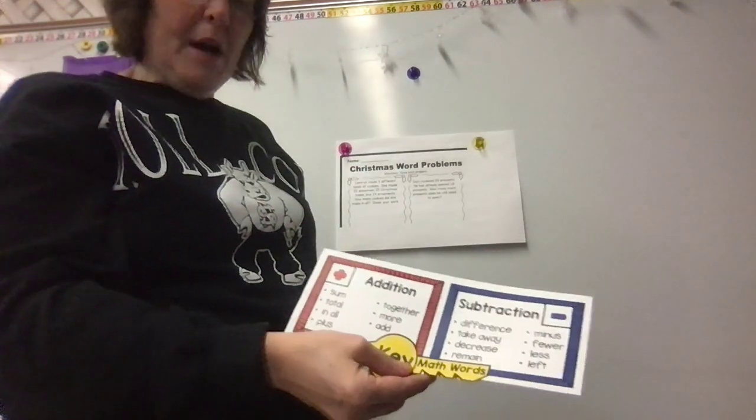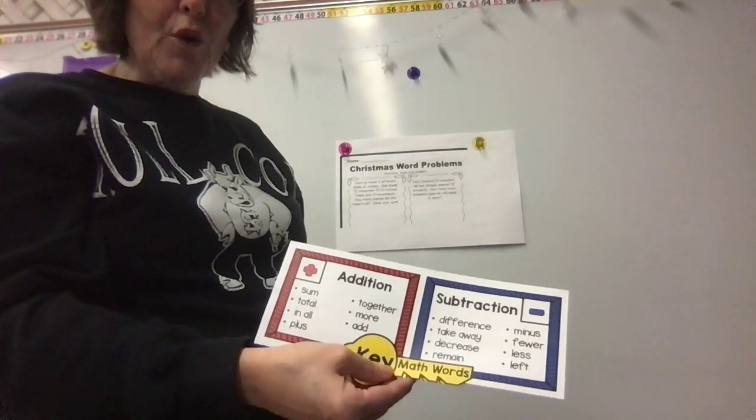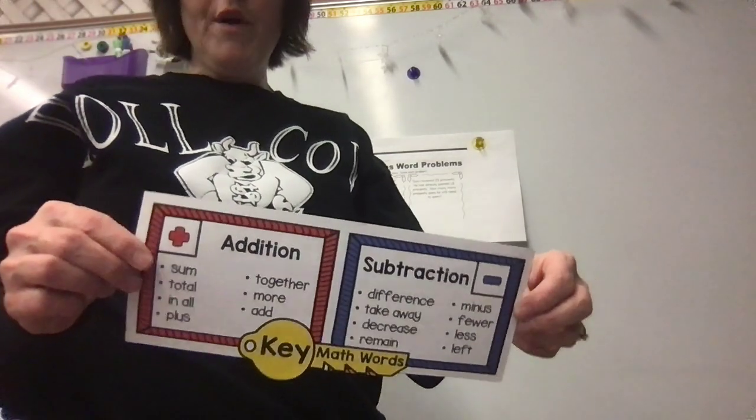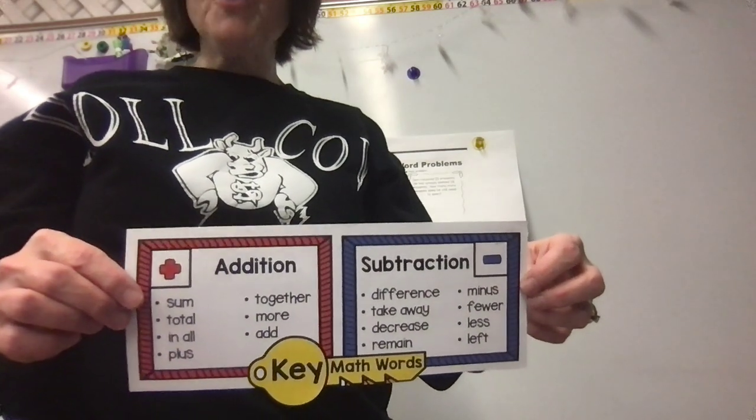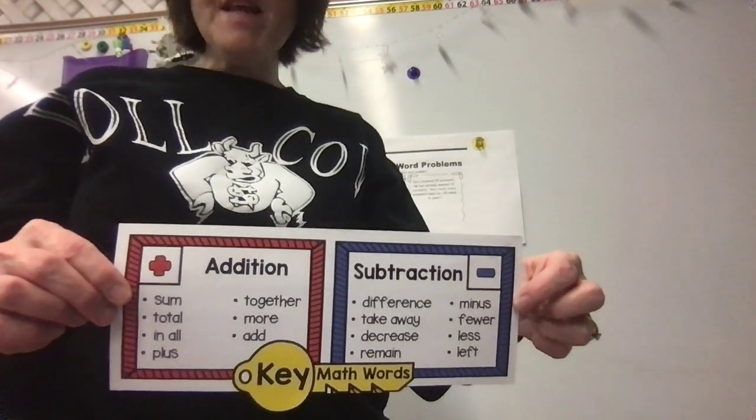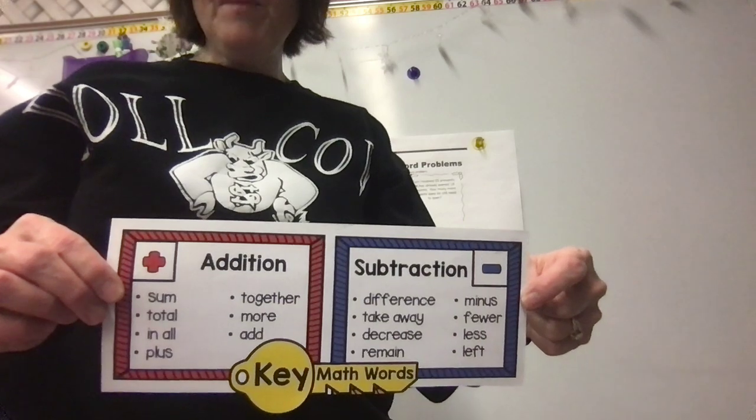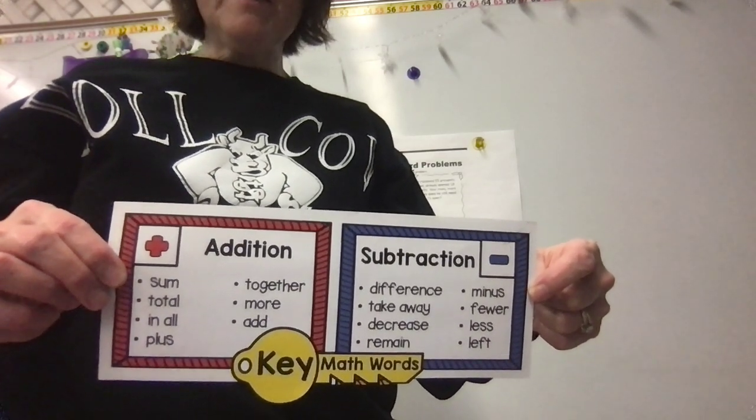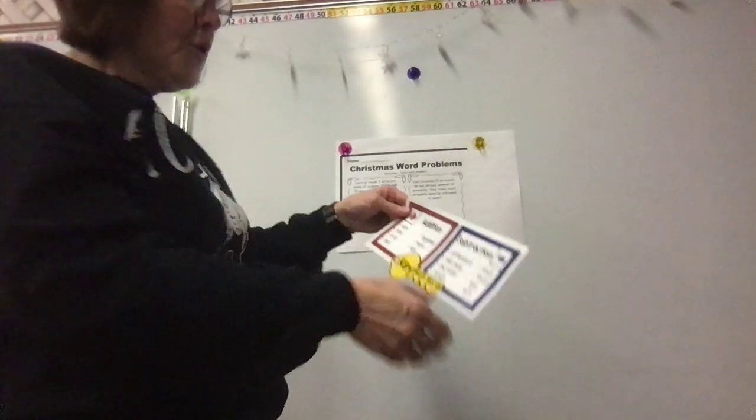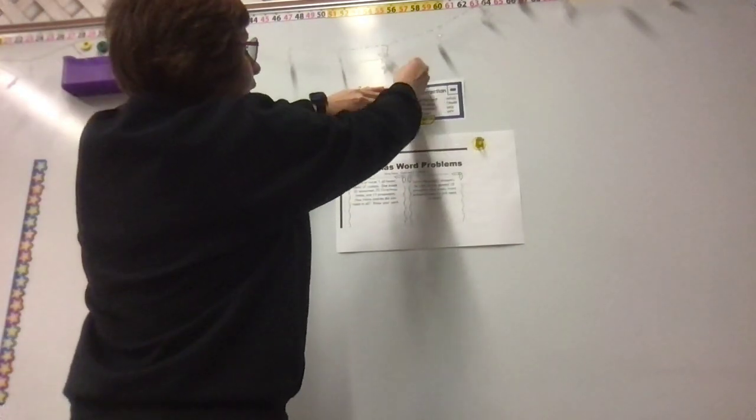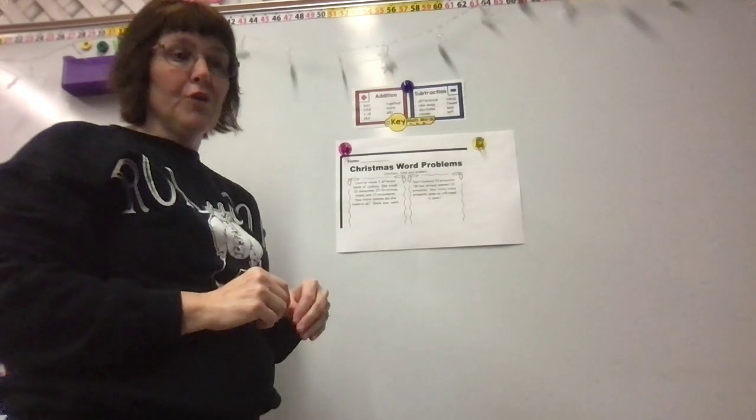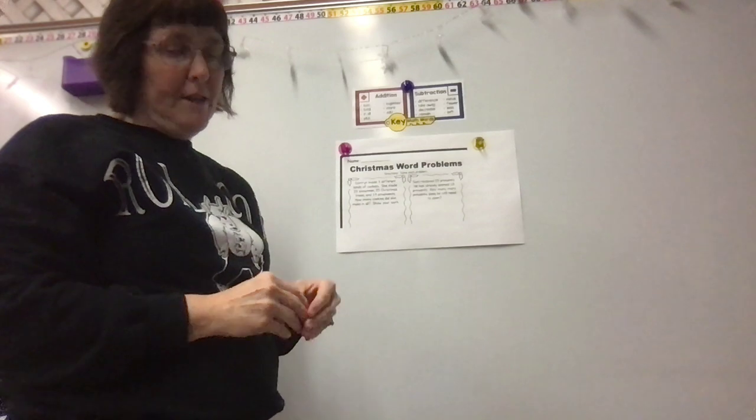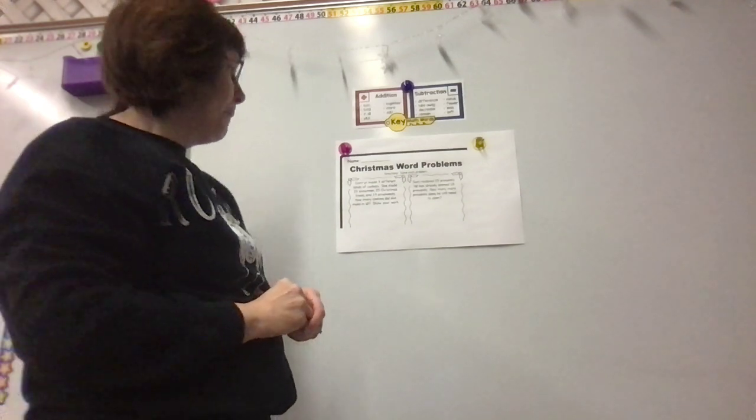For an addition word problem, we would have sum, total, in all, plus, together, more, or add. For subtraction, it would be difference, take away, decrease, remain, minus, fewer, less, or what is left. So those words will help us determine as we are reading through our story problems whether we're going to do an addition problem or a subtraction problem. So let's begin. Here's our first problem.